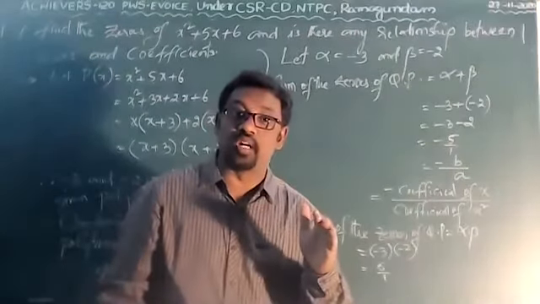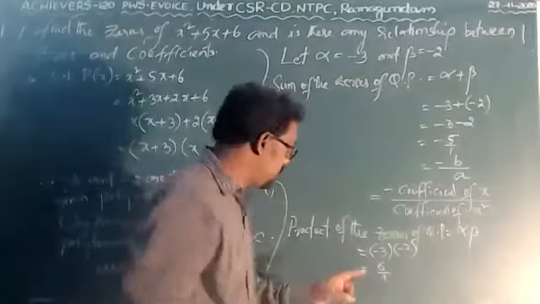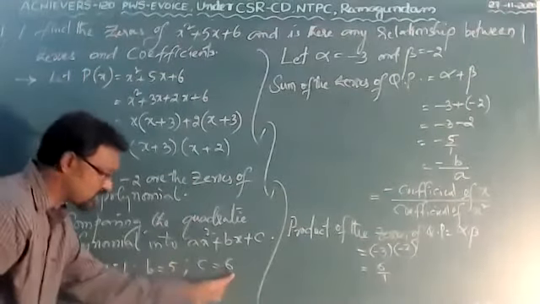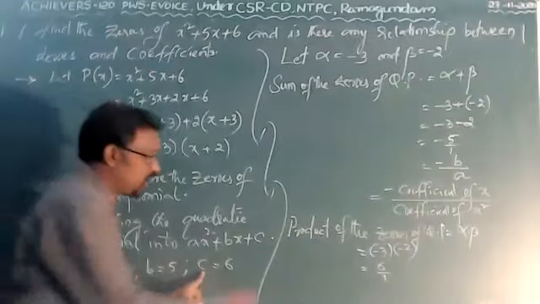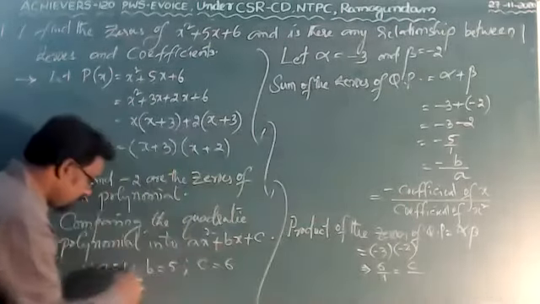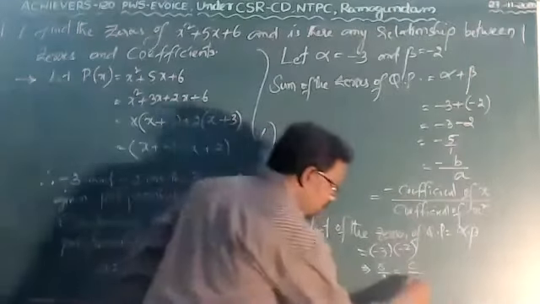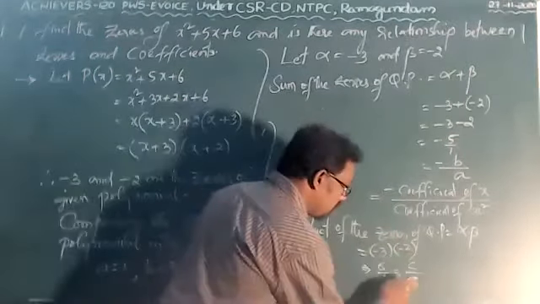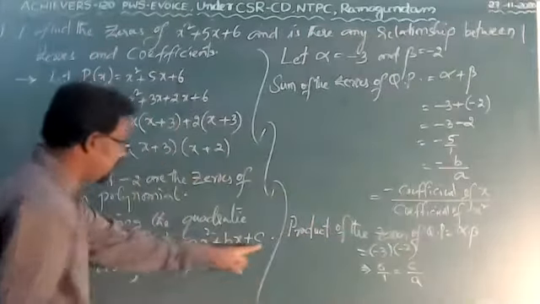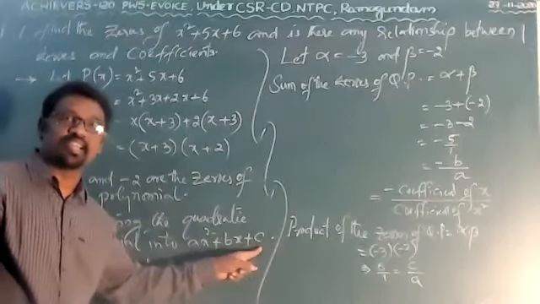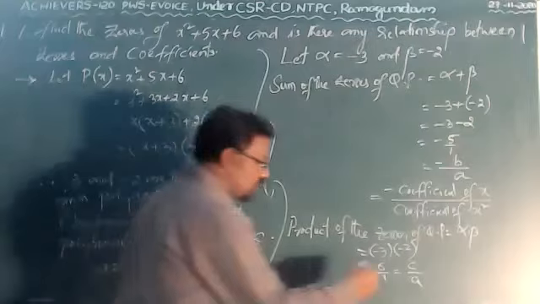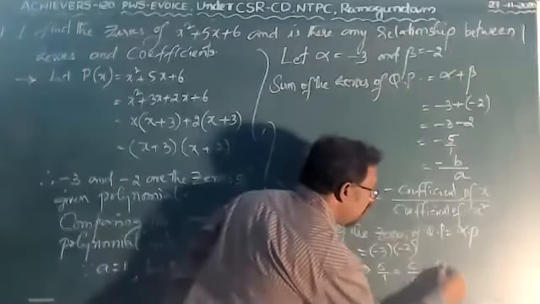Is there any coefficient of 6? Observe these coefficients. Is there any 6 here? Yes. What is that? C. 6 is nothing but c, and a is 1. So the product is c by a. What is c in the polynomial? The constant term. What is a? The coefficient of x square.